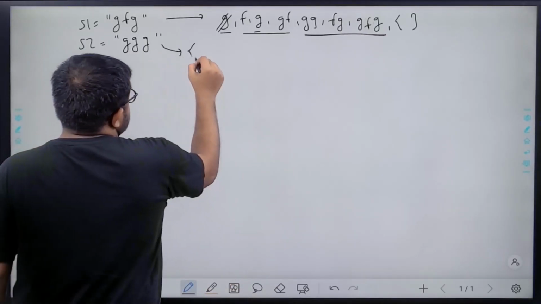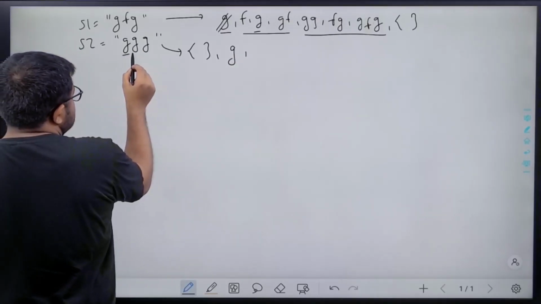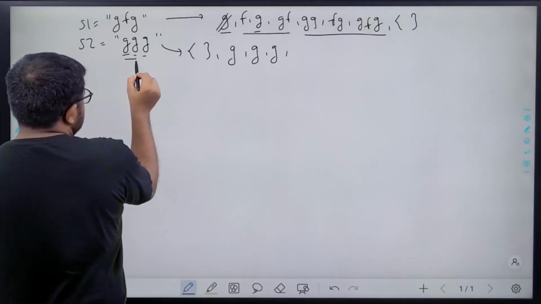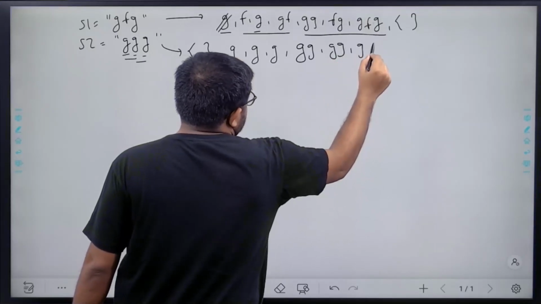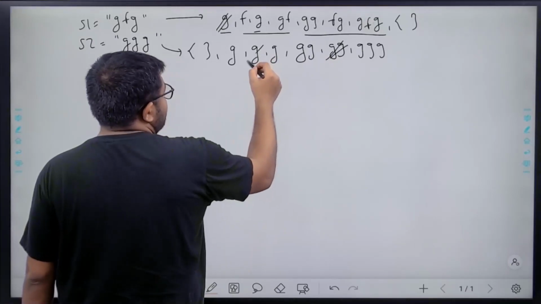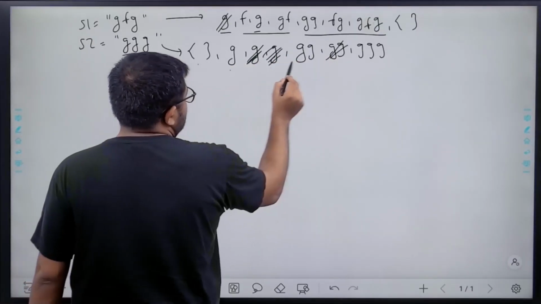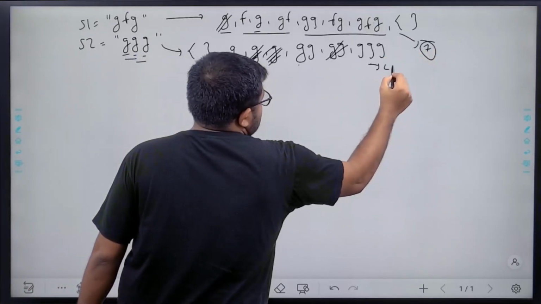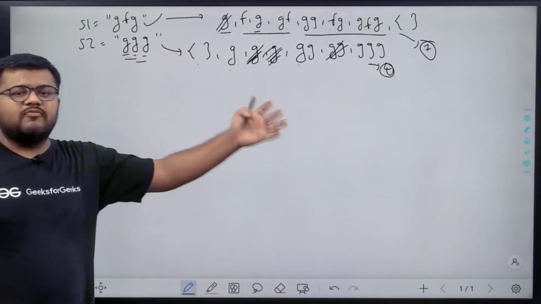Here one is empty, one is G alone. Let's take all the possible cases. So this G alone, this G alone, this G alone. So G, G, G, then first two G's, second two G's. So GG, GG, and all three G's, right? Now this is repeating with this, so we will take it only once, and these are also repeating, so we will take them only once. So 1, 2, 3 and 4. So here we have 7 distinct subsequences and here we have 4 distinct subsequences. So this is our answer. That is basically what they are asking.